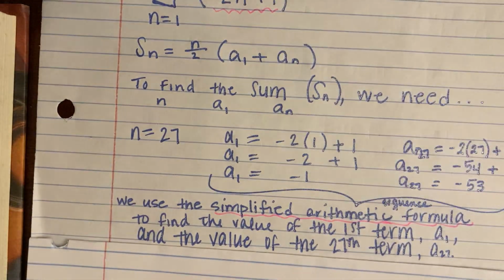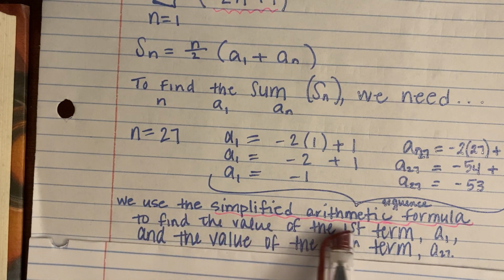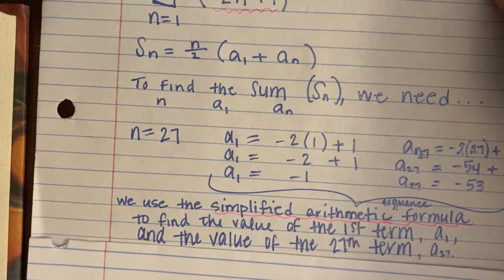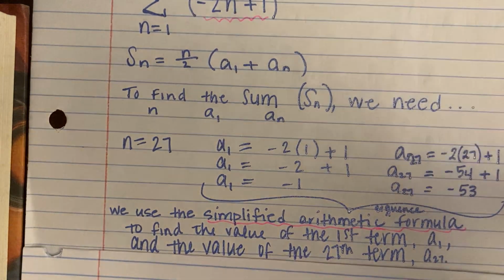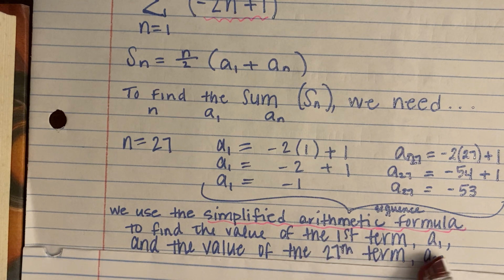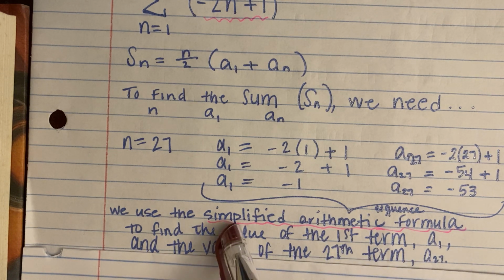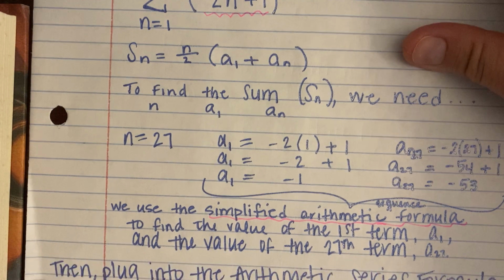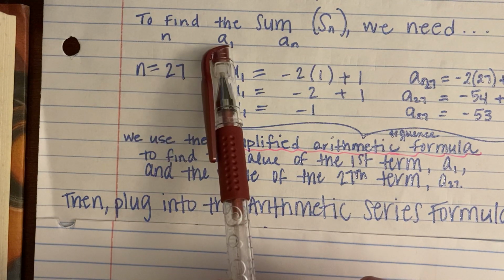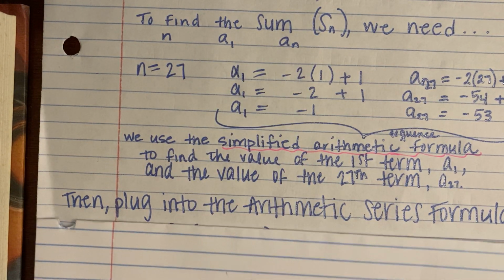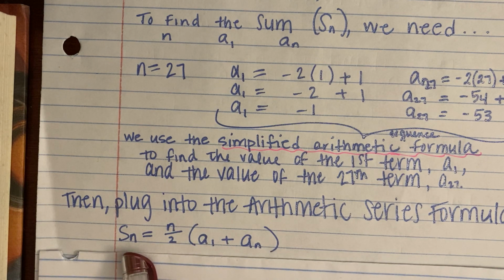I wrote out in words what we did there. We used the simplified arithmetic sequence formula. This pink part matches up with this pink part. We use that to find the value of the first term, a sub 1. And then we used the simplified arithmetic sequence formula again to find the value of the 27th term, a sub 27. Once you have those 3 pieces, the n, the first term, and the last term, now you're ready to use your series formula.